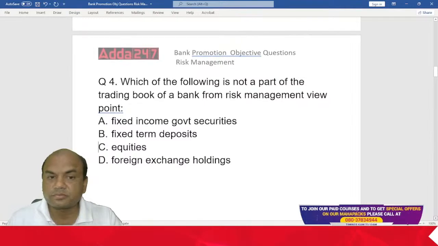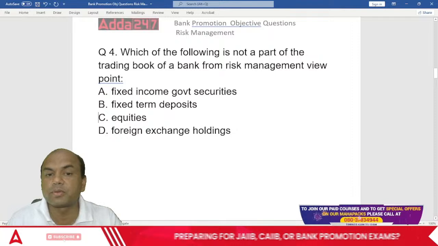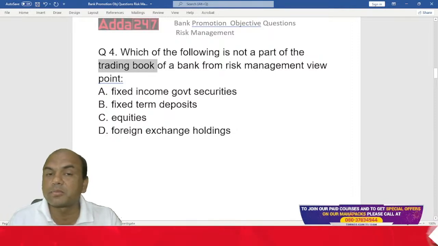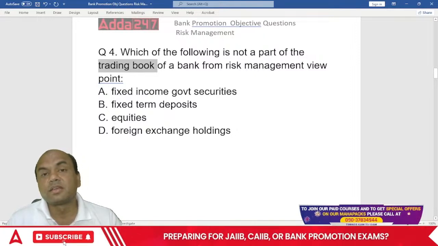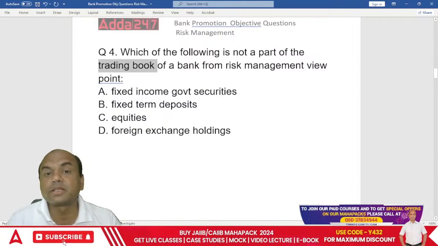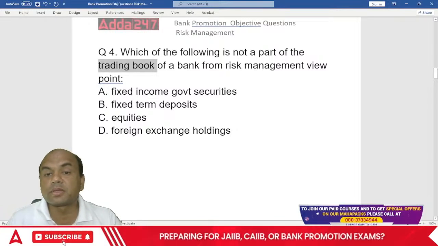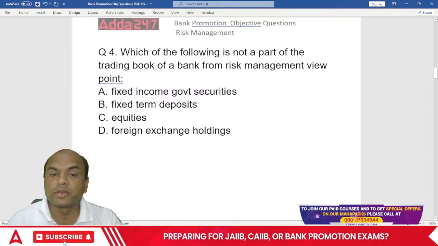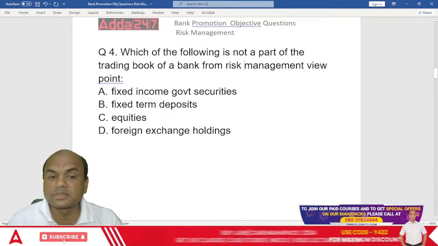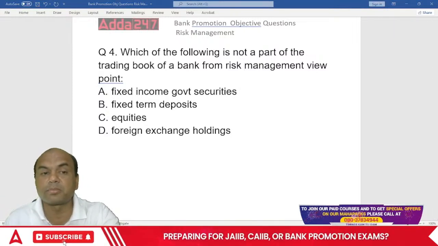Next one. Which of the following is not part of the trading book of a bank, from the risk management perspective? Just now what did I tell you about trading book? There are mainly two books, banking book and trading book. Banking book means compulsory reserves, CRR, SLR. Trading book means for profit. The options are: fixed income government securities, fixed term deposits, equities, and foreign exchange holdings. Which of them is not part of it?